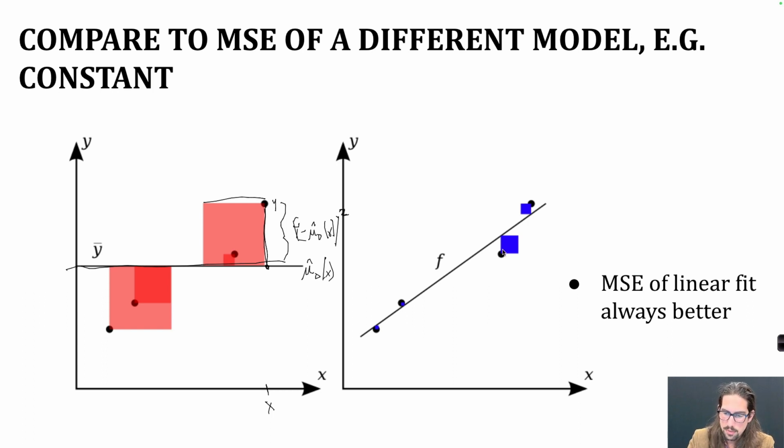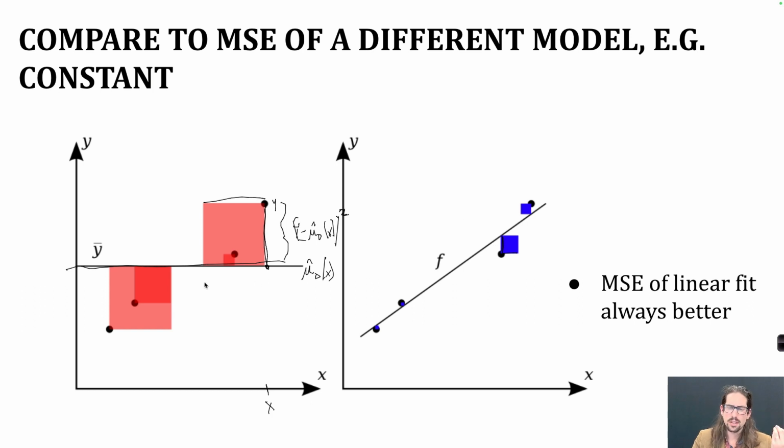So over here, it's the same thing. We have our residual, and we square it. One nice way to think about the mean squared error is as the sum of the areas of these squares. And one thing this shows you is that if you have any kind of fitting at all, the mean squared error of the linear model will always be better than that of the constant model.